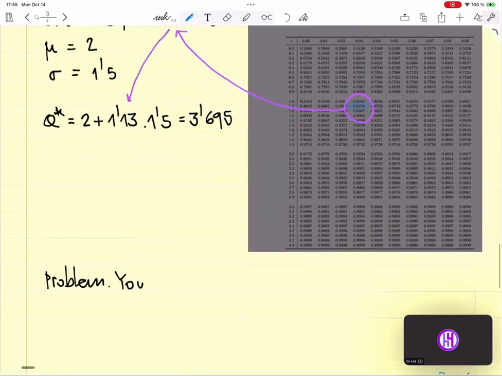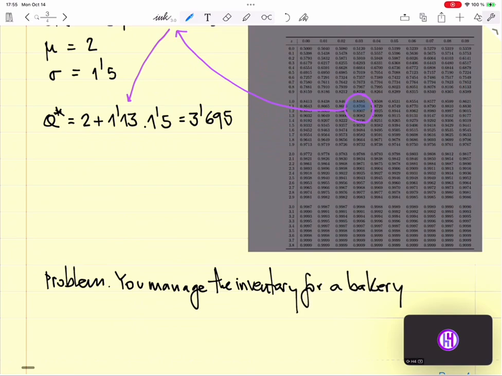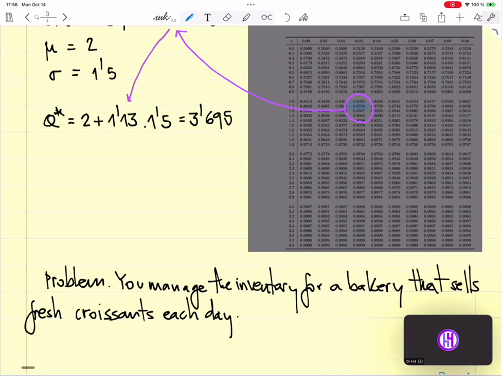So if I talk about a bakery, you manage the inventory for a bakery that sells fresh croissants each day. With this sentence, you already need to know we're talking about SPIM, okay?